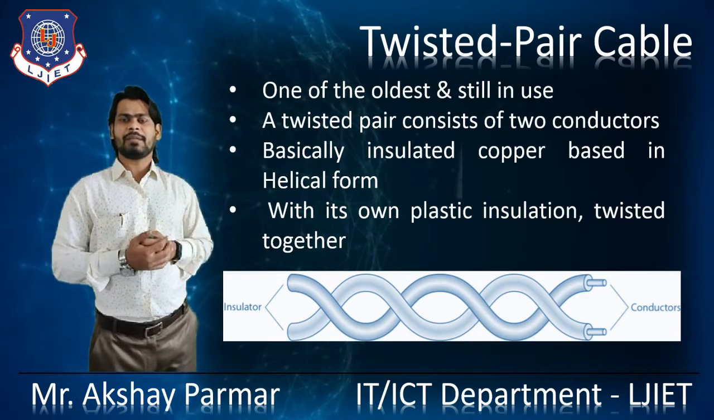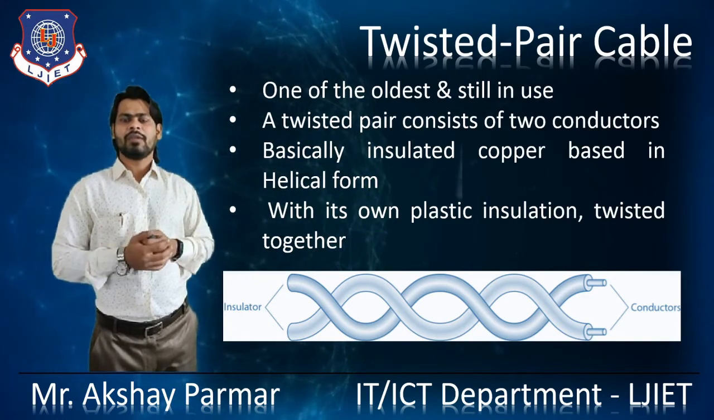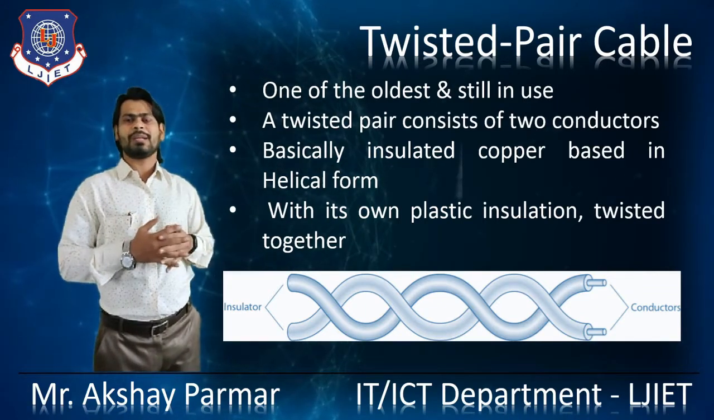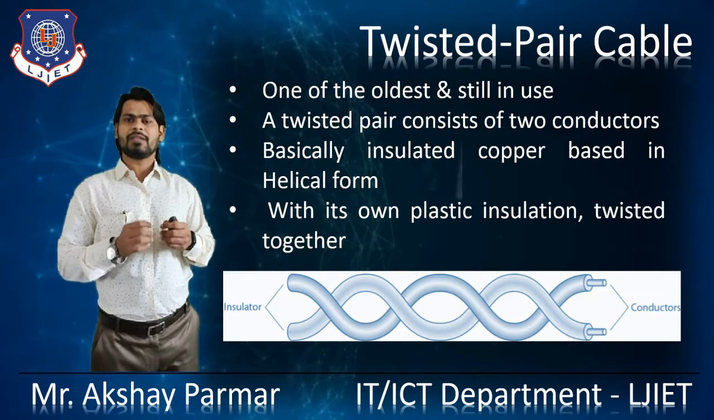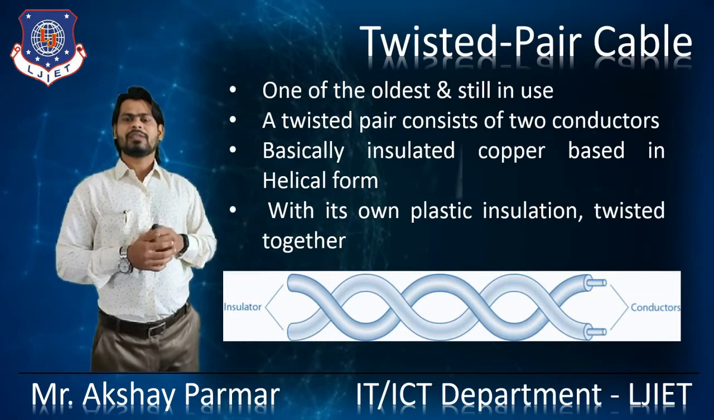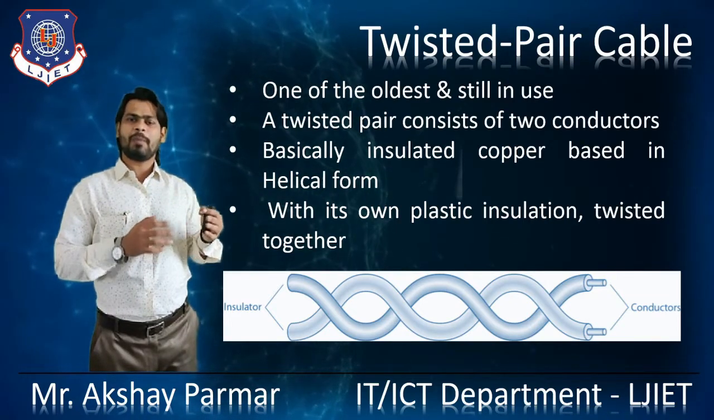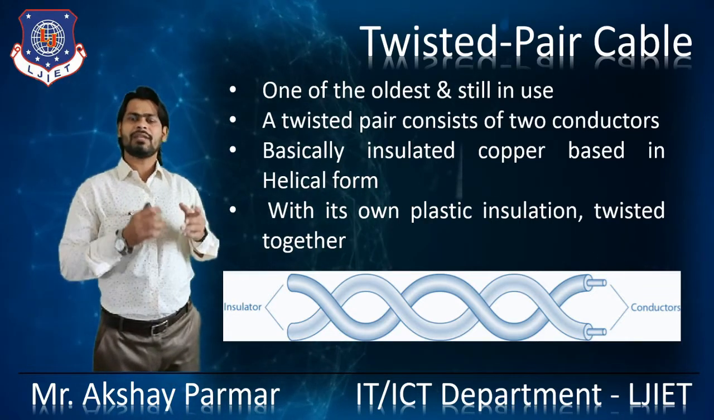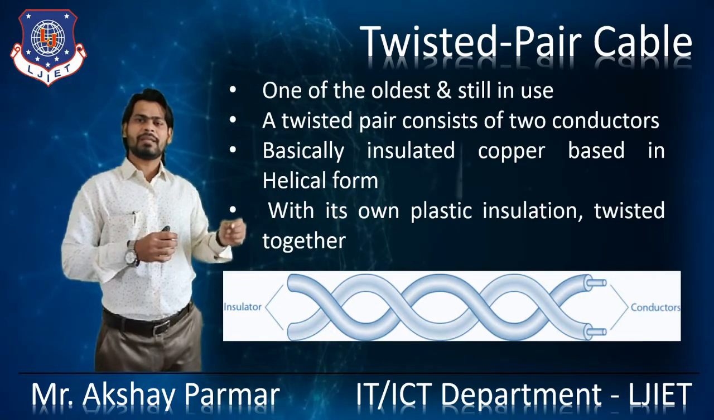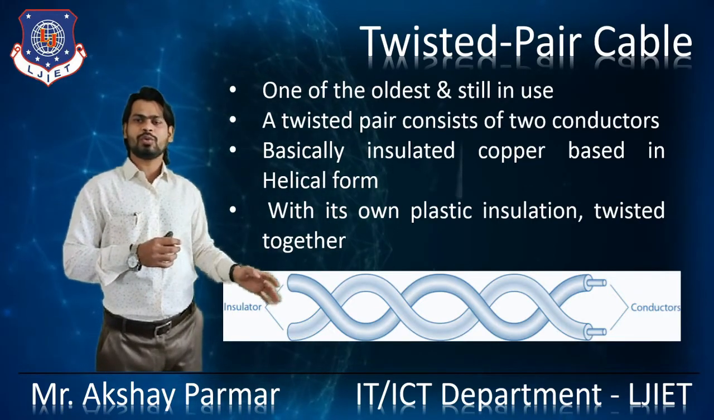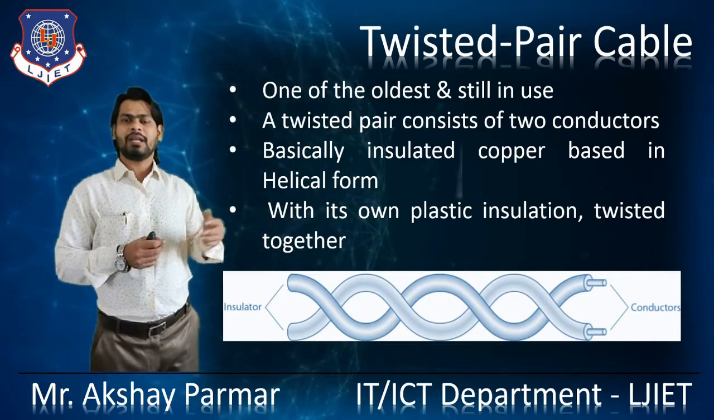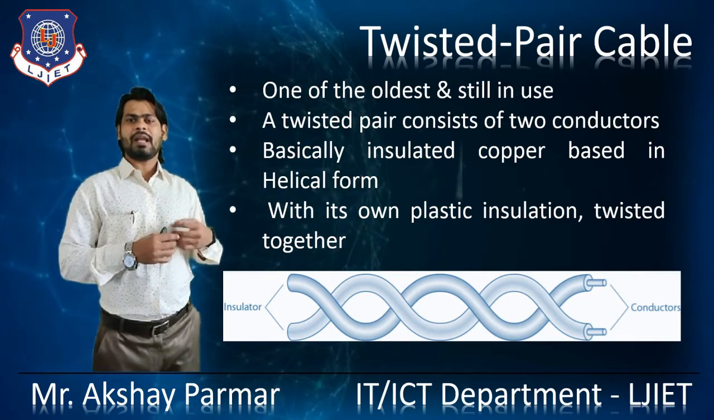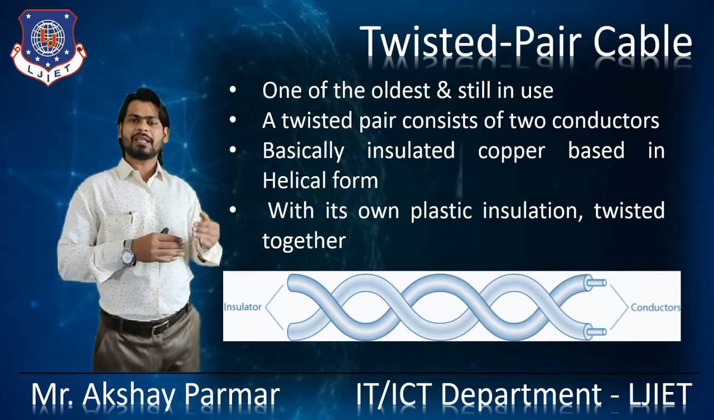What do you mean by the twisted pair cable and where is it used? Twisted pair cables are one of the oldest and still used in cabling systems. The twisted pair consists of two conductors, right? Basically insulated copper in helical form, like a DNA. So in the twisted pair cable, there are basically two conductors which are used to conduct your data. Those conductors are insulated copper, right? And they are wrapped with their own plastic insulation.